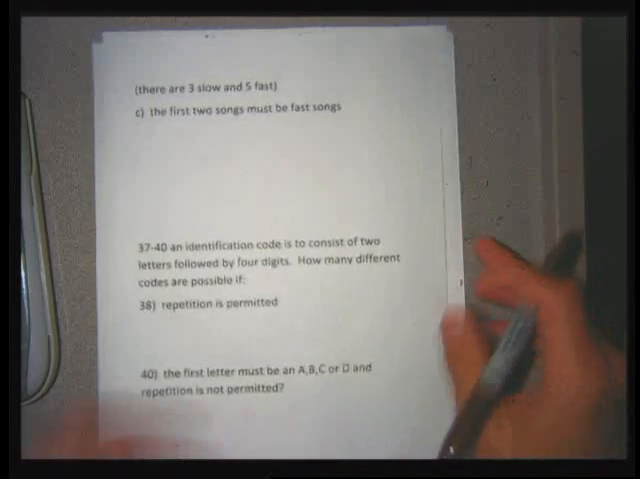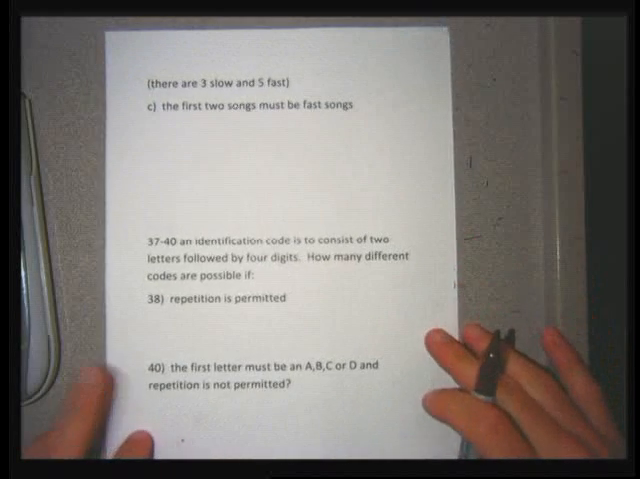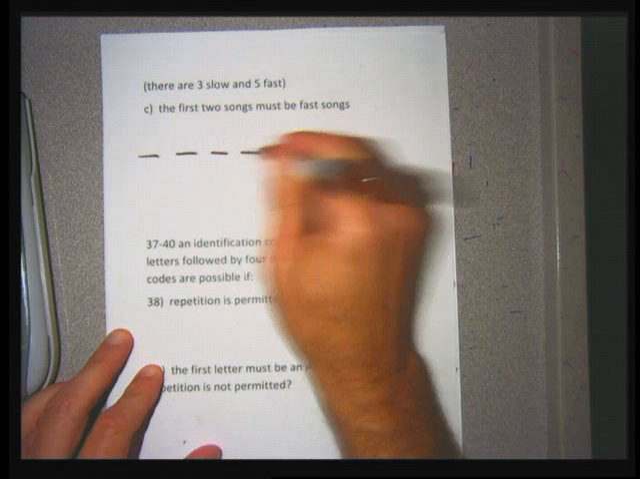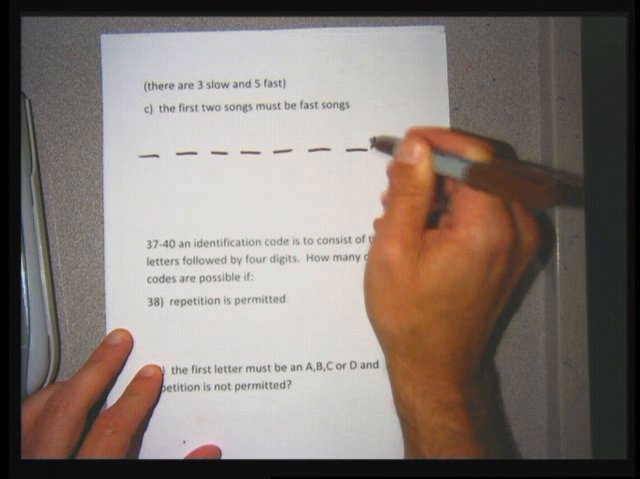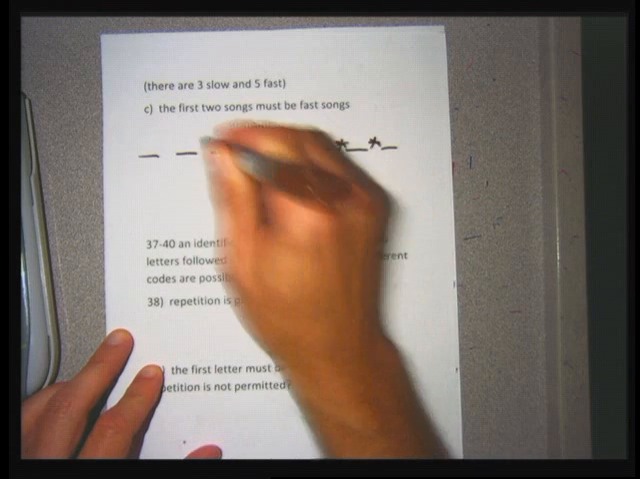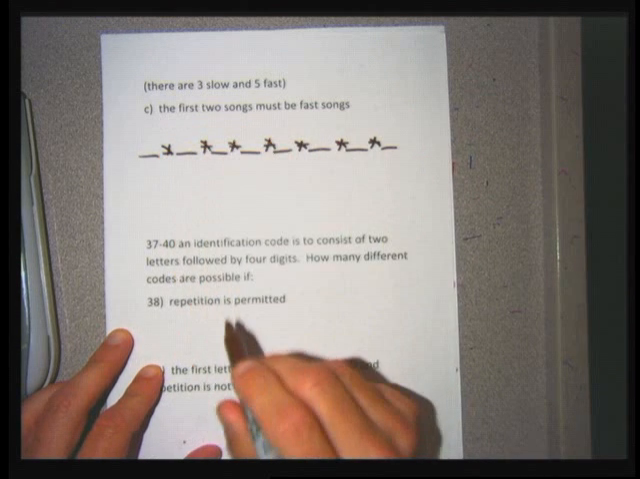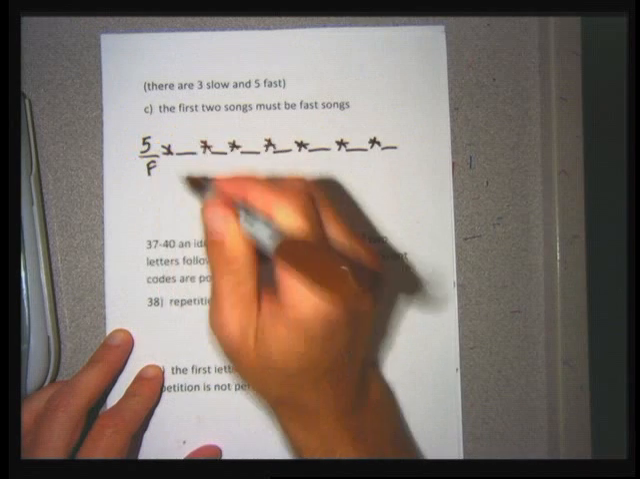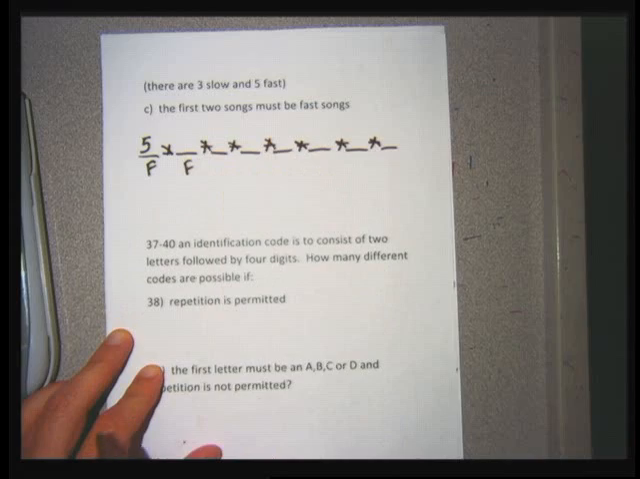Part C, I reminded myself there are 3 slow and 5 fast songs. It says the first 2 songs must be fast. 4, 5, 6, 7, 8. So I'm going to place these 8 songs. And I know there's 5 fast. The first song must be a fast song, so I got to pick a fast song there. There's 5 fast songs to choose from.